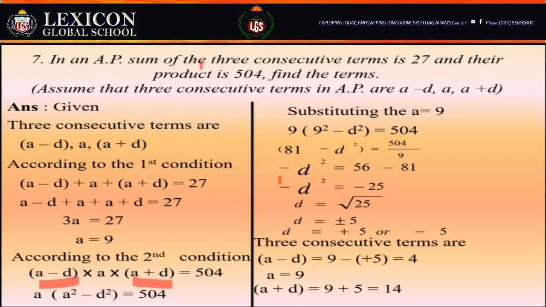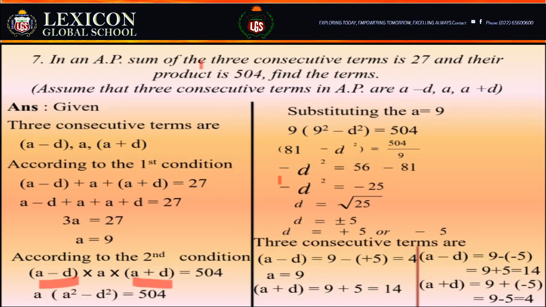Now I am going to consider minus 5 as my difference. So a minus d is equal to 9 minus of minus 5. That means 9 plus 5 equals to 14. A will remain as it is, which is a is equal to 9. And a plus d, 9 plus of minus 5, plus minus is minus 5. 9 minus 5 is equal to 4.